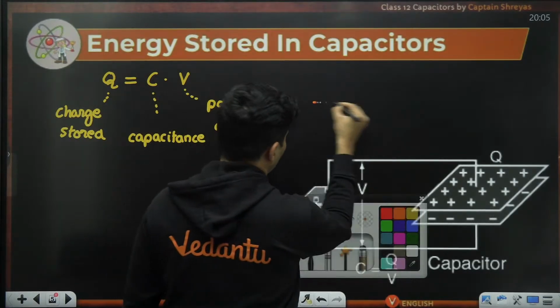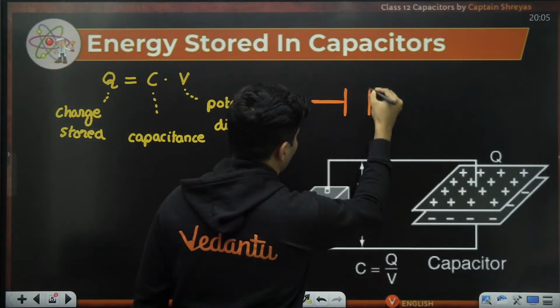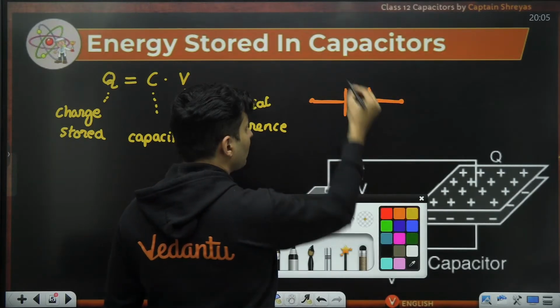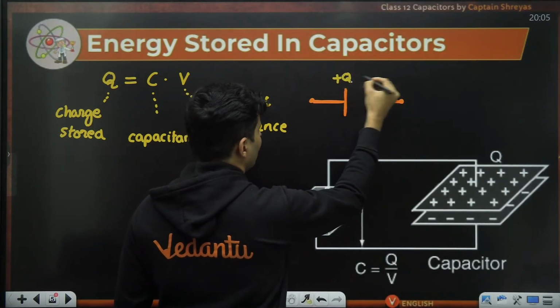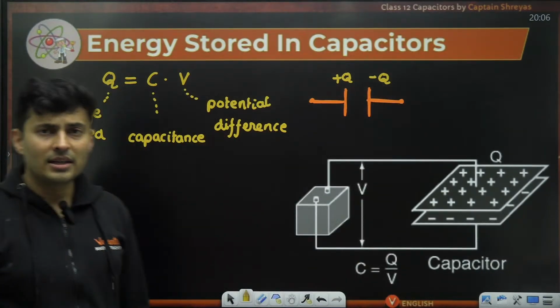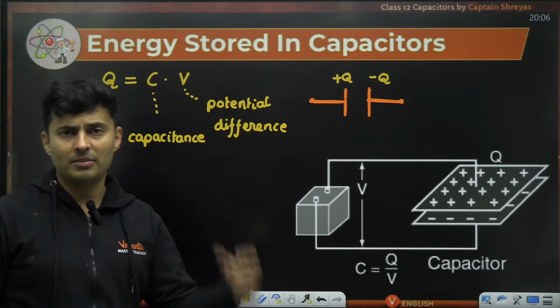So if this is one terminal, this is one plate, this is another plate, this is another terminal, there will be some positive Q charge here, negative Q charge over here, and this is how the charges get stored on the plates of the capacitor.